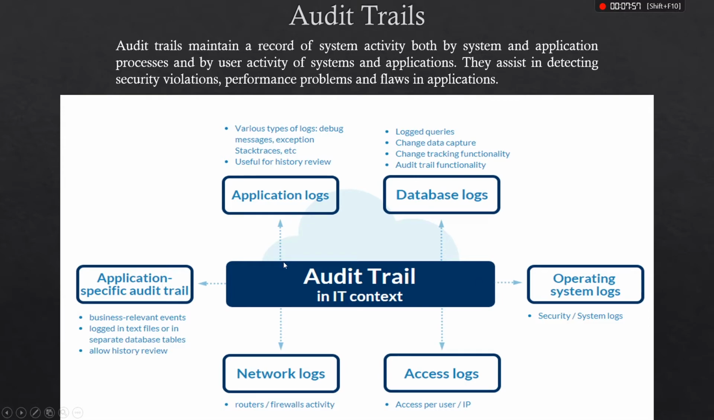So in an IT context, we first have application-specific audit trails. So these ideally record each application, so they give business relevant events and data. So these may be logged into text files or in separate database tables. So they allow the reconstruction of the history of the use of that application.